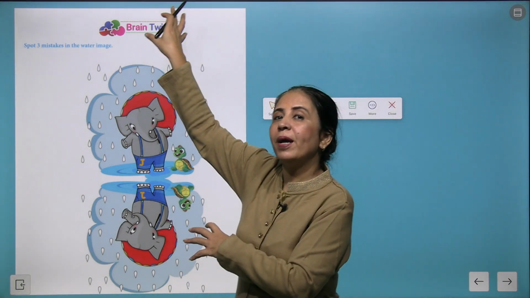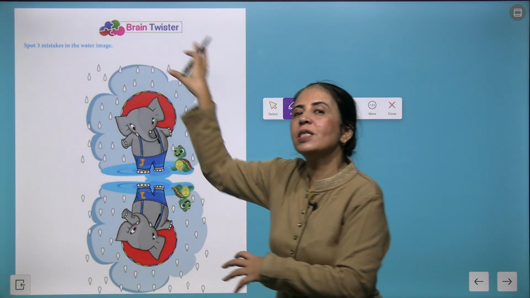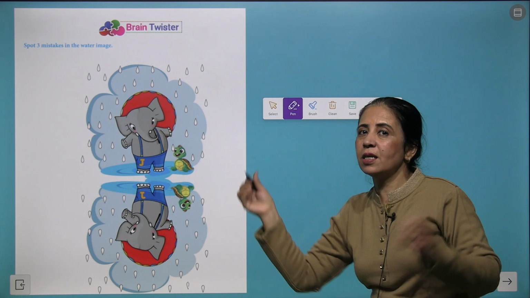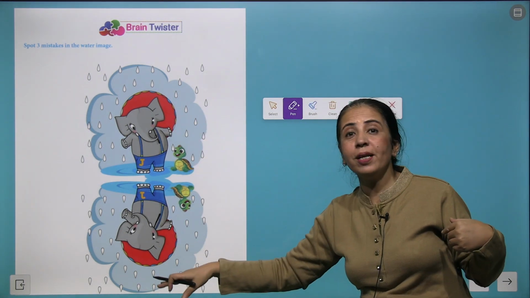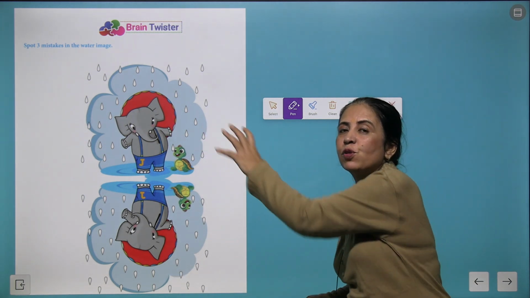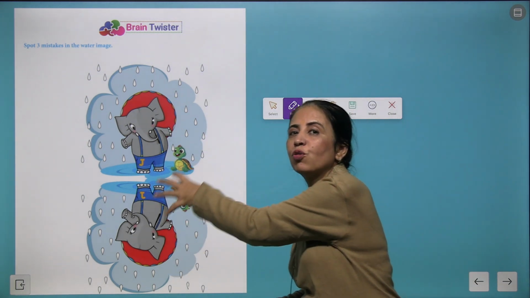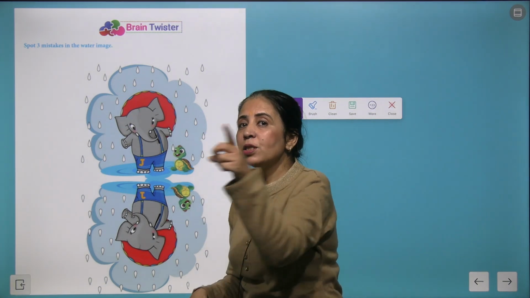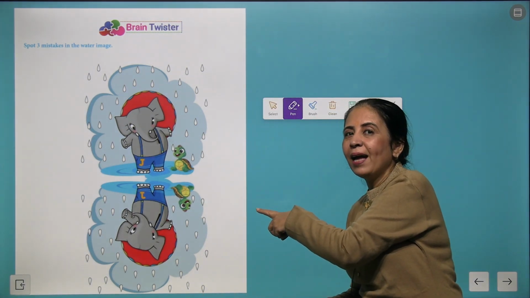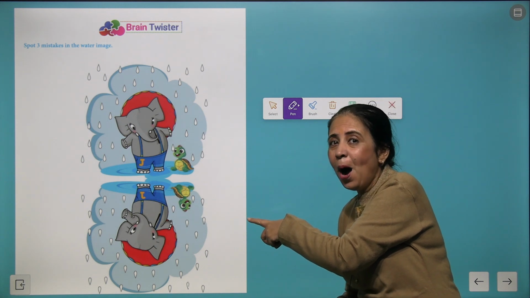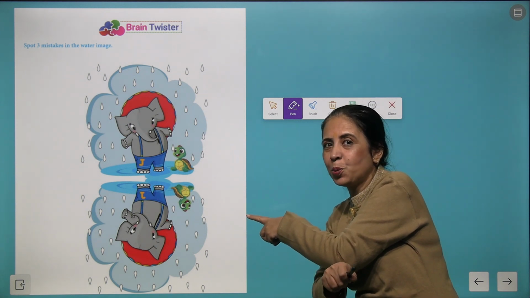Now I have brought a brain twister for you in which we could see one elephant and turtle enjoying the rain, and its water image formed here. We have drawn it, but we have 3 mistakes here, and it's a question for you to find out the 3 mistakes from here, and your time begins now. My smart brain starts working.